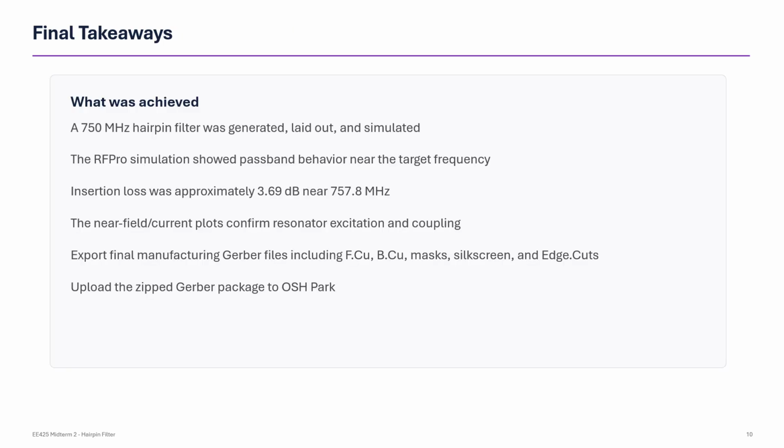Finally, to go over what was achieved: a 750 megahertz hairpin filter was generated, laid out, and simulated with the design confirmed using RF Pro simulation, achieving insertion loss of approximately 3.69 dB near 757.8 megahertz. Near field and current plots were generated to confirm resonator excitation and coupling, and they did confirm them. And all the files were exported to OSHPark and printed and fabricated, sorry, and will be received shortly.